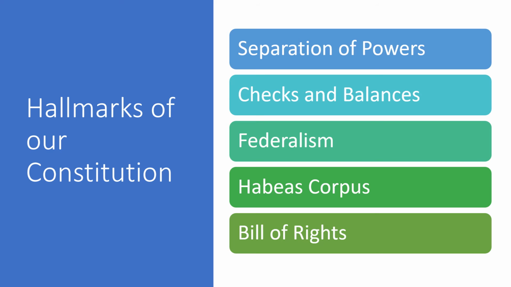Another hallmark of our Constitution is called habeas corpus. This is a Latin word. You don't need to know the word except to recognize that when you see it, it means the idea that we cannot just be thrown in jail without being charged with something. What habeas corpus allows is for a person who is arrested to go to court and demand to know why they are being arrested. The government actually has to provide proof that they should be arrested to begin with.